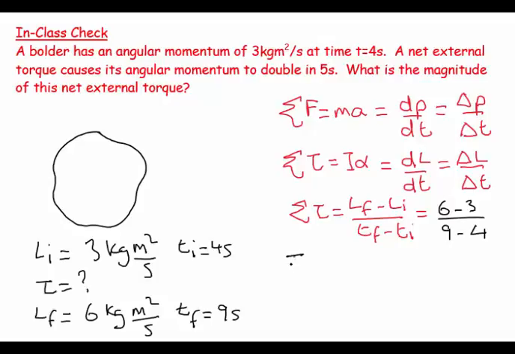So the net external torque is equal to 3 over 5, which equals 0.6. And the units would be those of torque, so it's going to be newton meter. So there we have it.